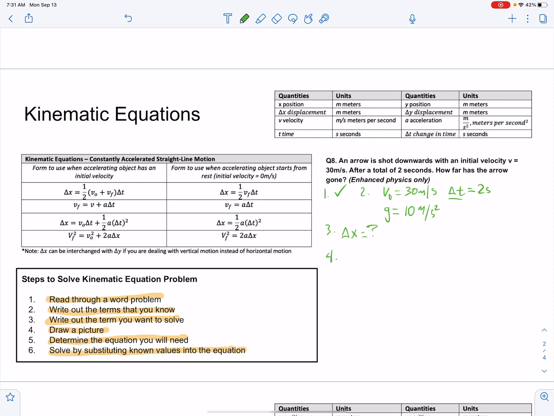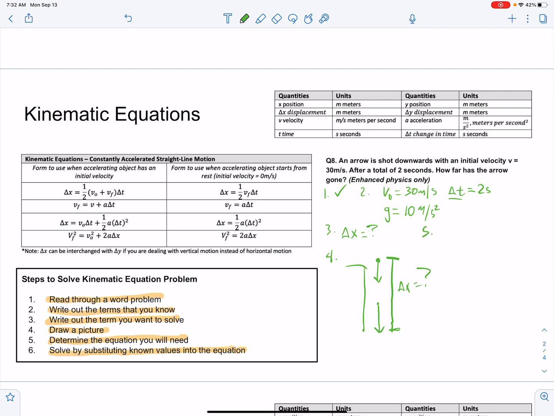Step 4, let's draw a diagram. So we have an arrow shot downwards. And we want to find the height from the start to the height that it's gone, a total of, who knows, over the course of 2 seconds. All right, step 5, we're going to go ahead and write out the equation.